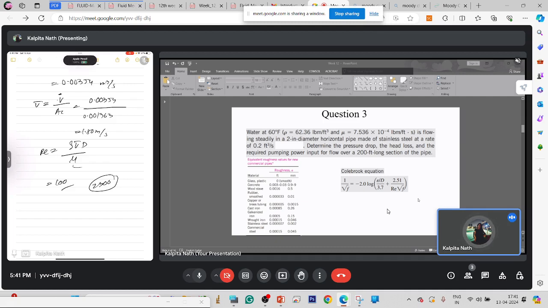There are many more questions left. I don't think I'll be able to solve all of them, but I'll give them to you as homework. You can solve that, and I'll tell you the answers also. Along with this presentation, I'll also upload the solution for all of them. So you can check the solution and do it on your own.